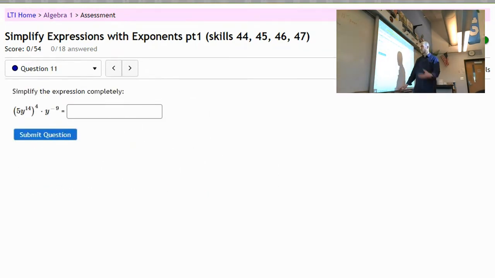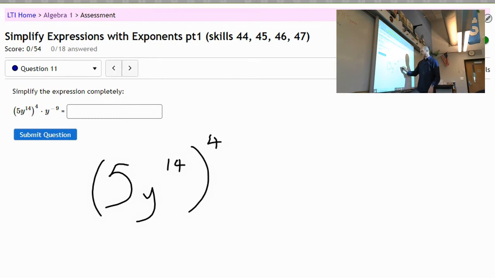All right, simplify the expression completely. So I've got a couple of things going on here. Let's do the first part first.